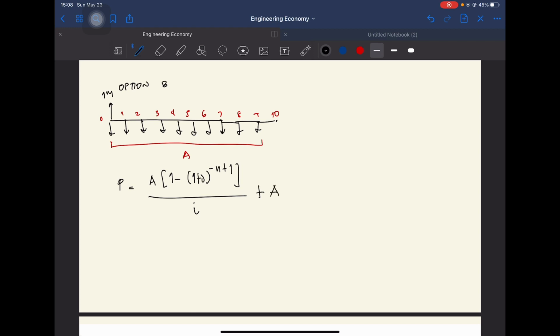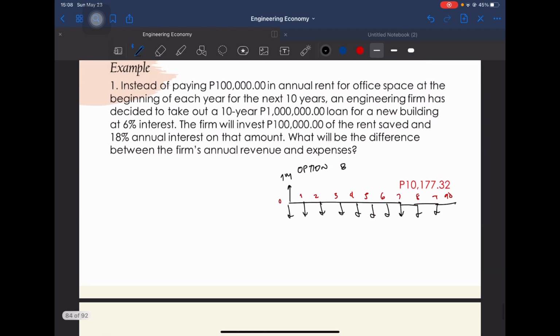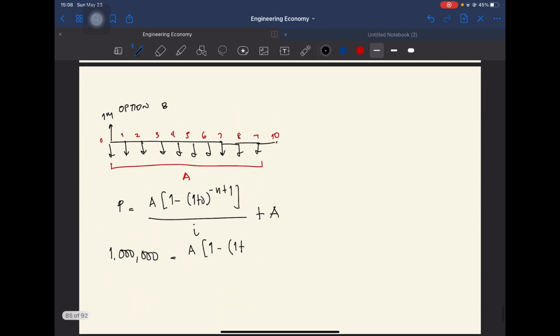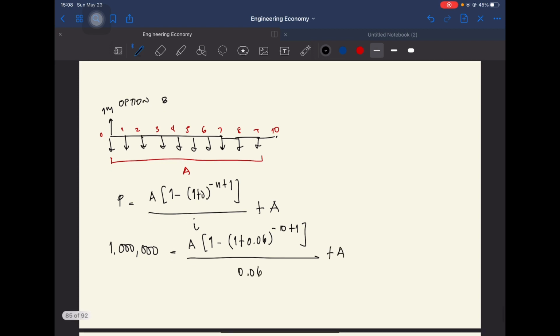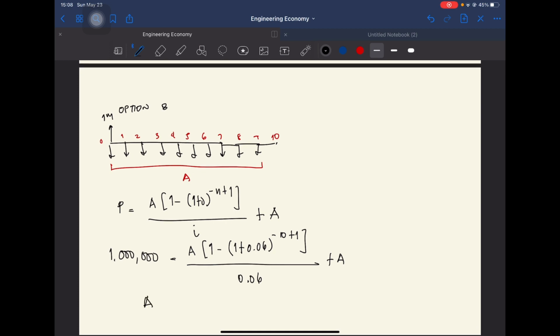So, siguro kaya natin i-shift solve to. Ang utang natin is 1 million pesos equals A tapos 1 minus (1 plus ano yung interest rate?) 6% annual interest. So, 0.06 raised to negative 10 plus 1, divided by 0.06 plus A. Okay? So, ang annual na binabayad nila, bumili sila ng building na lang eh. Tapos, hinuhulugan na lang nila imbes na mag-rent.